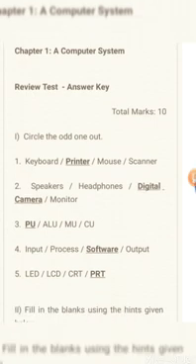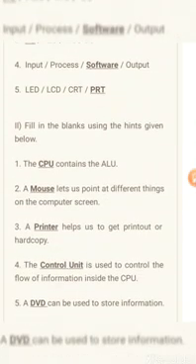Now question number 2, fill in the blanks using the hints given below. The first question under this exercise is: the CPU contains the ALU. The answer is CPU. Question number 2, a dash lets us point at different things on the computer screen. The answer is mouse. Question number 3, a dash helps us to get printout or hard copy. Printer is the right answer.